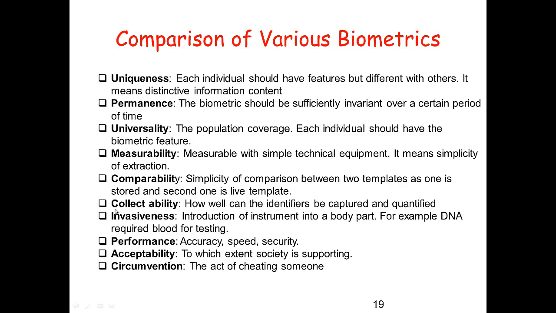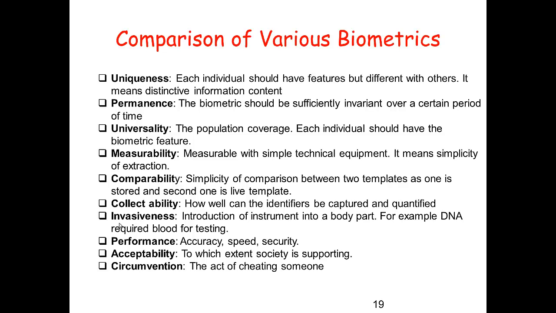Another thing we need to think about is collectability. Collectability means how well the identifiers can be captured and quantified. Also, one thing we need to think about is invasiveness. Invasiveness means whether your equipment to get biometrics goes inside your body part or not. If it goes inside the body part, that's not good.